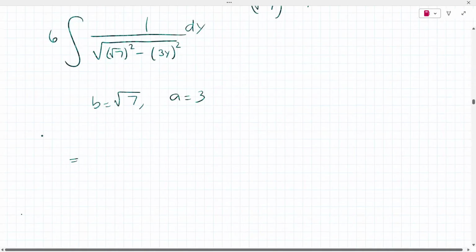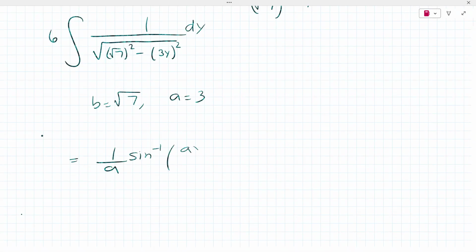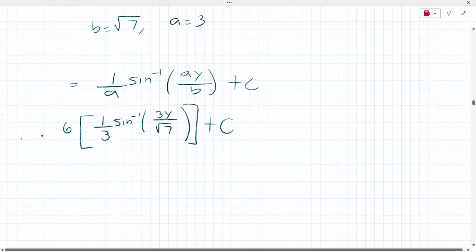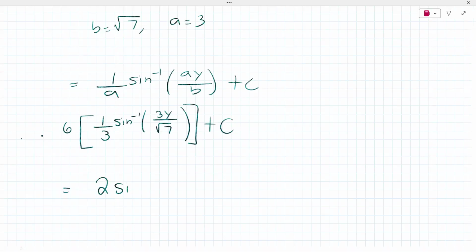Okay, and then put it in the formula. So it's 1 over a sin inverse of ay over b plus c. And don't forget we took out a 6. It's going to be 6, and then 1 over a, just 3, sin inverse of ay over b. And my a is 3, and my b is radical 7, plus c. So when you put this all together, 6 times 1/3 is 2. So that's 2 sin inverse of 3y over square root of 7.